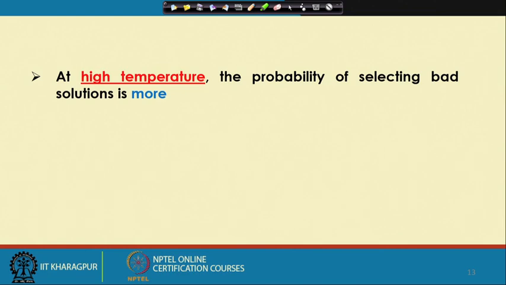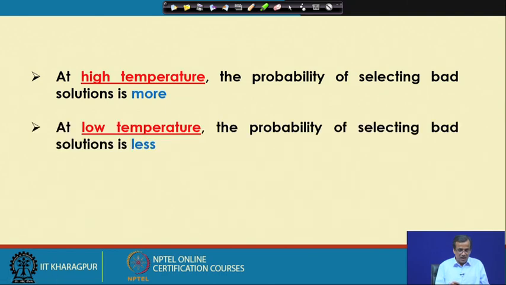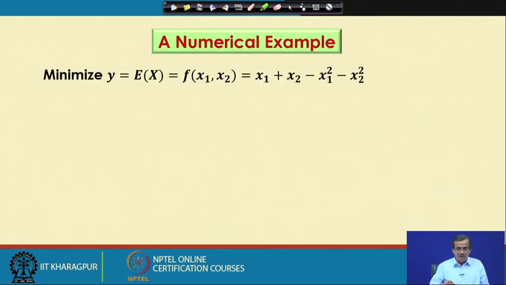So, whatever I mentioned, the same thing I have written here. At high temperature, the probability of selecting the bad solution is more. At low temperature, the probability of selecting the bad solution is less, and accordingly we have selected that particular probability distribution. So, this is in short the working principle of simulated annealing. It is very simple, much simpler compared to the genetic algorithm, and it is faster also.